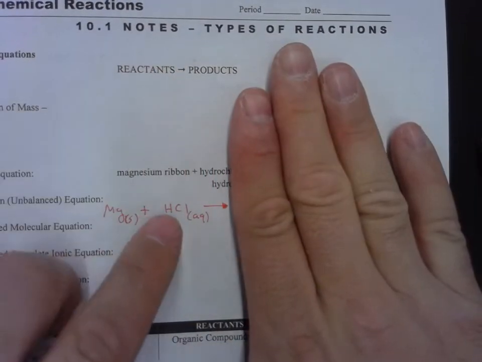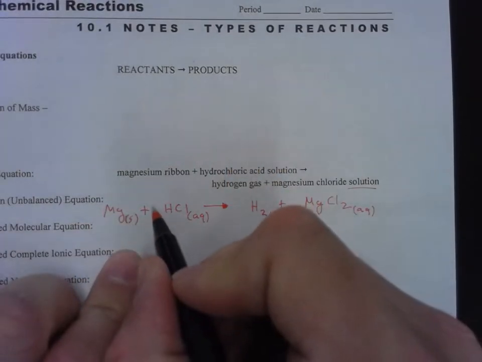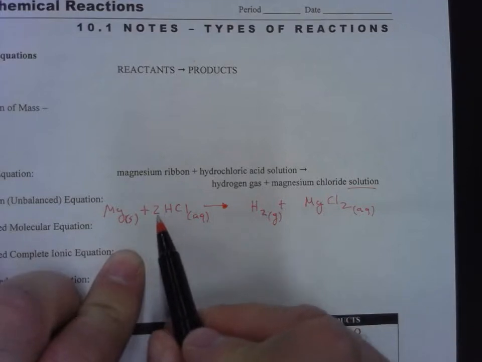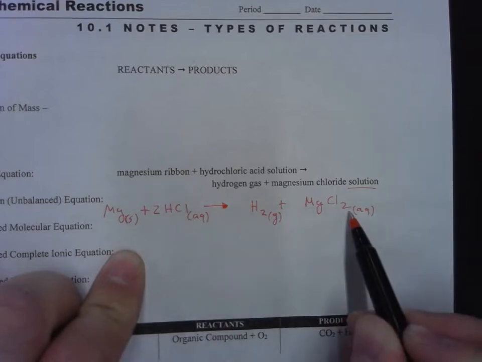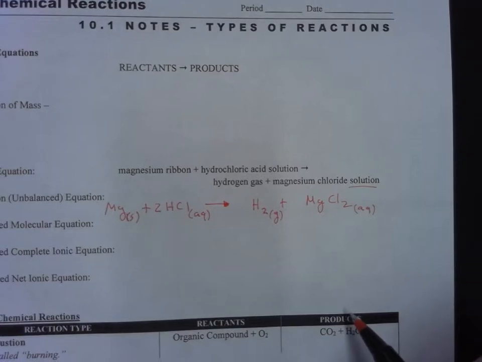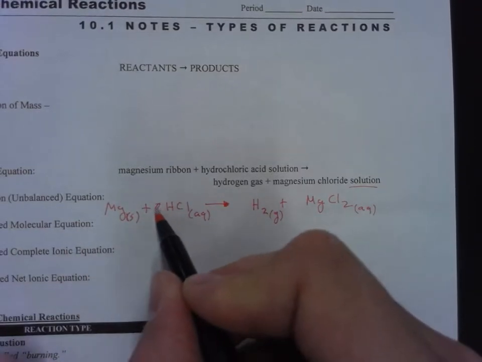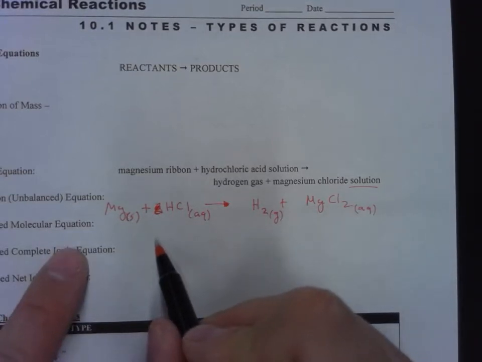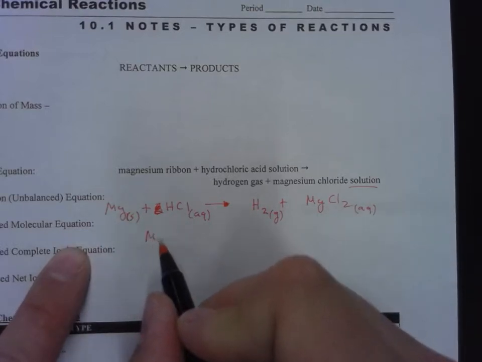You've got to make sure there's two H's on this side of the arrow. How do I do that? I can put a 2 coefficient in front, and I now have two H's. I also have 2 times one Cl, which is 2 Cl's, and that agrees with what's going on the right side of the arrow. So now this equation would be balanced. Why don't I have you do this? Take that 2 off there and write the balanced equation underneath. That way you have the unbalanced here and the balanced underneath. So let's go ahead and do that.